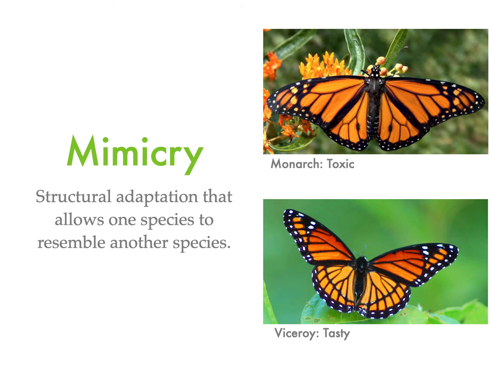Do you get it? Now, how? The how question is a little more difficult. Think about this. The viceroy's not sitting around one day going, "Gee, it'd be awful nice if I could look like that monarch. I'd stop getting eaten, I could have more babies, things would be pretty sweet." It didn't happen like that. It doesn't work that way.